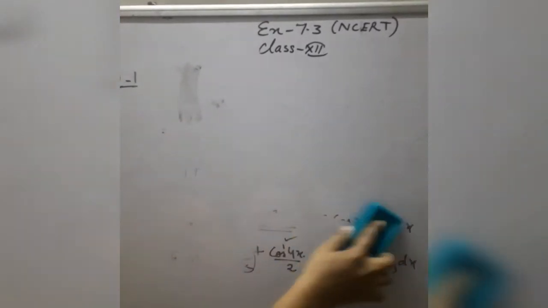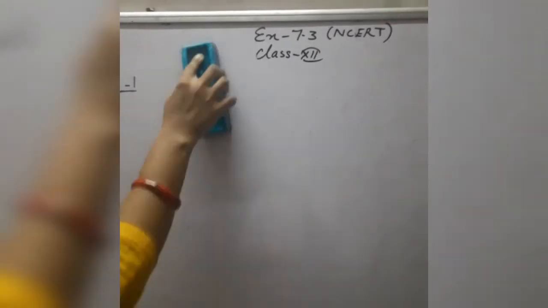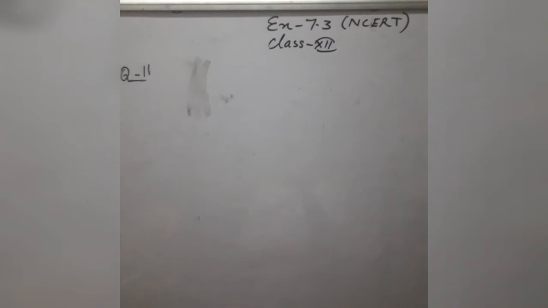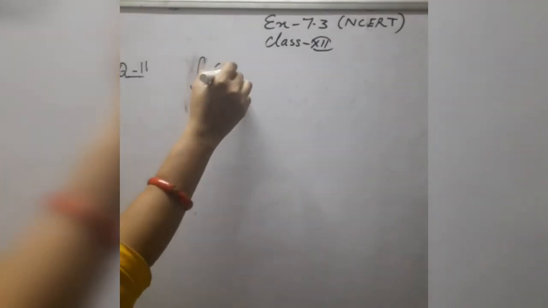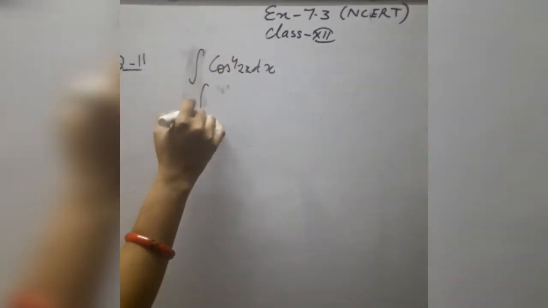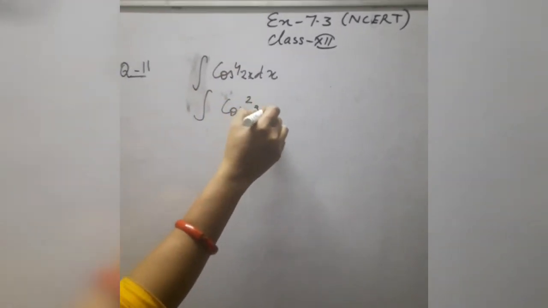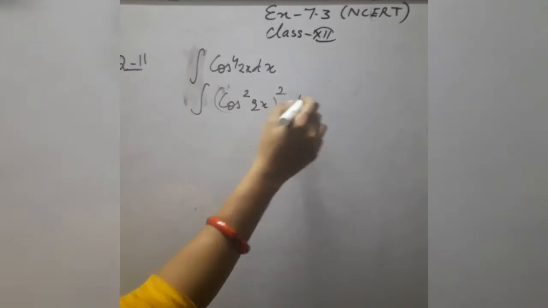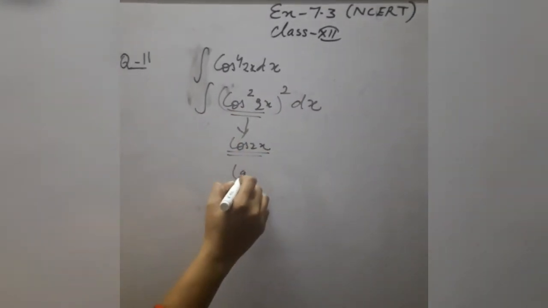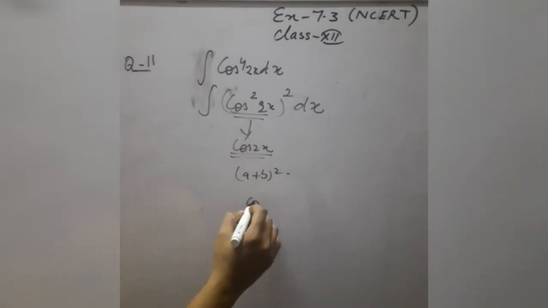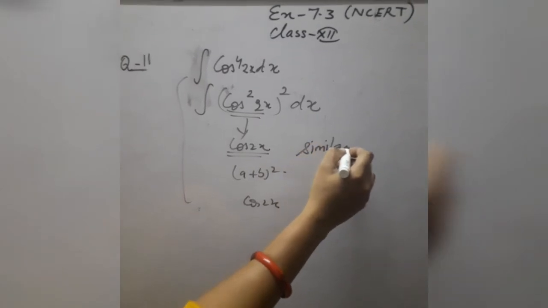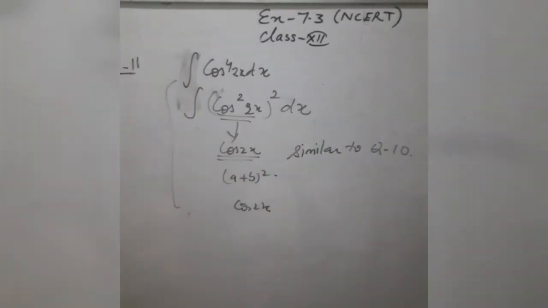Next, question number 11. In question number 11, the statement is: find the integration of cos raised to power 4. This sum is also just like the 10th sum. This cos raised to power 4 can be written as cos square x, then again square. So here you will use the formula of cos 2x, then you will use the identity of (a plus b) whole square, then again you will use the formula of cos 2x. So this sum is similar to question number 10, so you will do this question number 11 yourself.